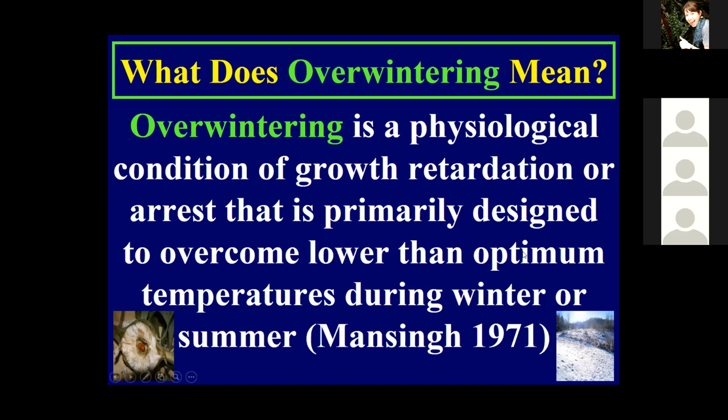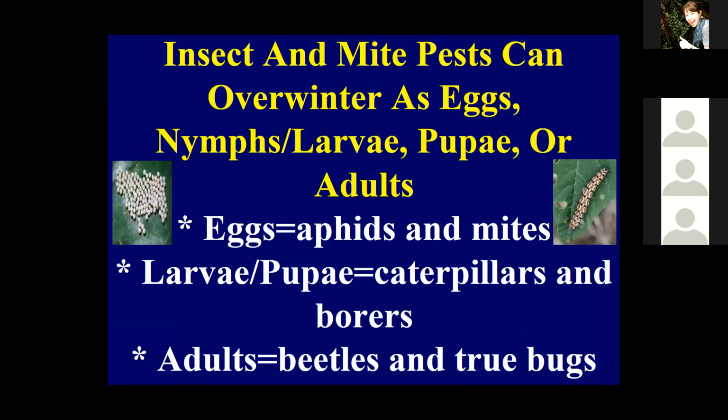Okay, so the insects in the wintertime, their metabolism is low, they're not even eating, they're just sitting there waiting for the temperatures to warm up and consequently for the plants to put out new growth. Well, insect and mite pests can overwinter as eggs, nymphs, larvae, pupa, or adults.